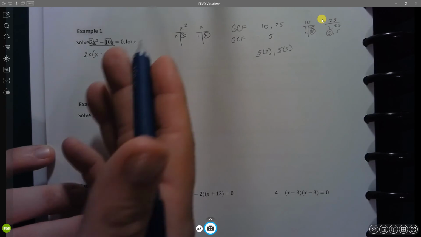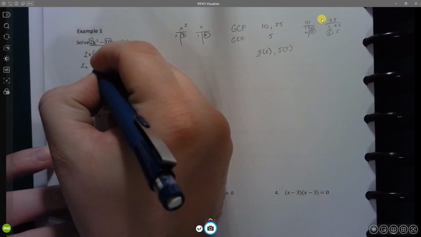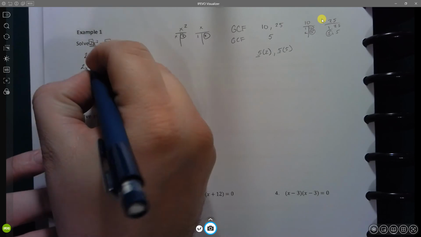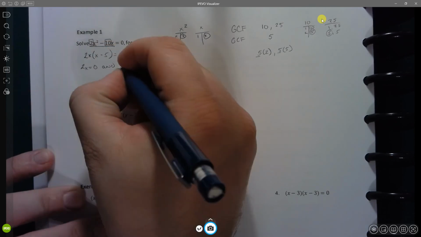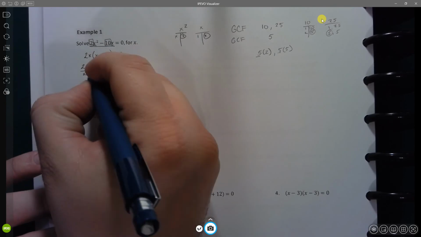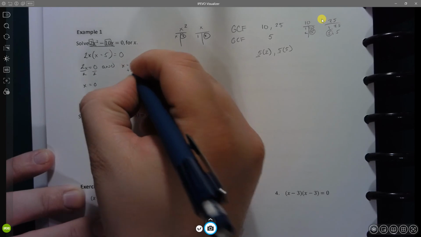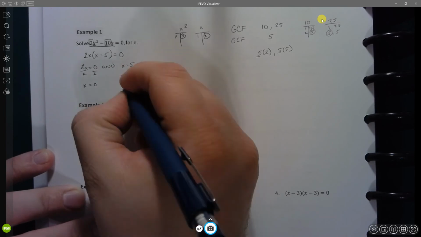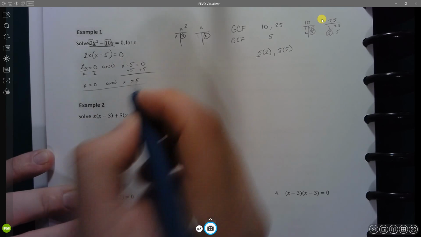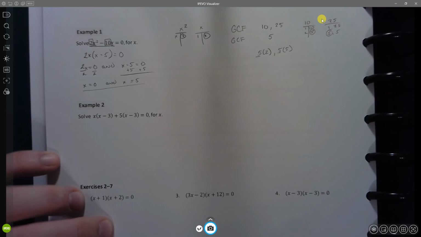All right, so now we've got an equation that we can write a compound sentence for. Okay, 2x, sorry, 2x equals 0 and x minus 5 equals 0. Divide by 2, we get x equals 0. Add 5, we get x equals 5. So x equals 0 and x equals 5. Those are our solutions. Those are the only two solutions that would work.